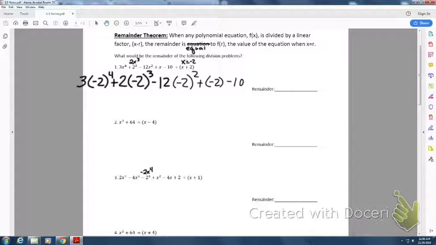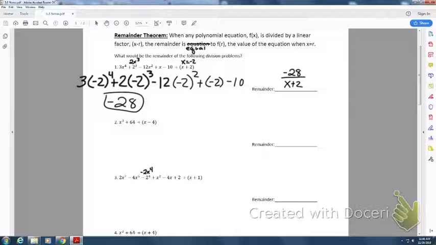Alright, so plug all of that whole thing into your calculator. See what it gives you. So, if that equals -28, I need to put what underneath that? X plus 2. So, if you were to do long or synthetic division on this problem, the remainder would be -28.